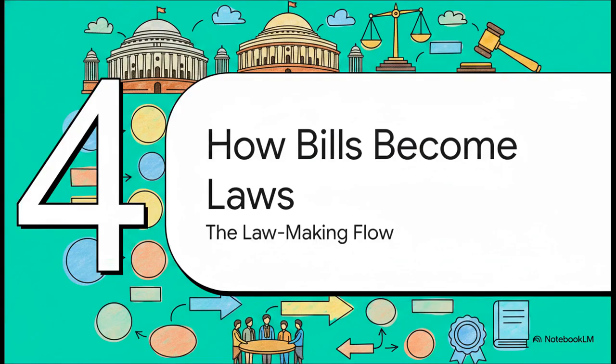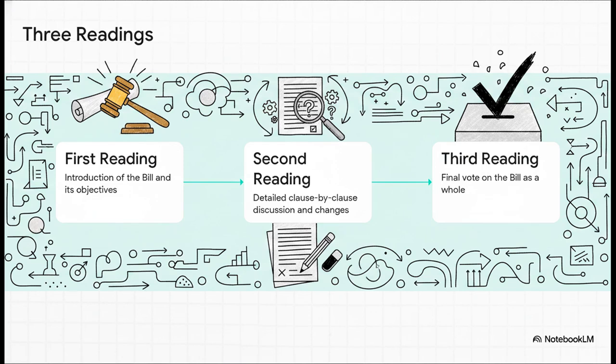Section 4. How bills become laws. The lawmaking flow. So how do all these people actually produce the laws we live by? Well, every single ordinary bill has to survive a brutal 3-step gauntlet known as readings. Step 1 is the first reading, which is basically just introducing the bill and its goals.